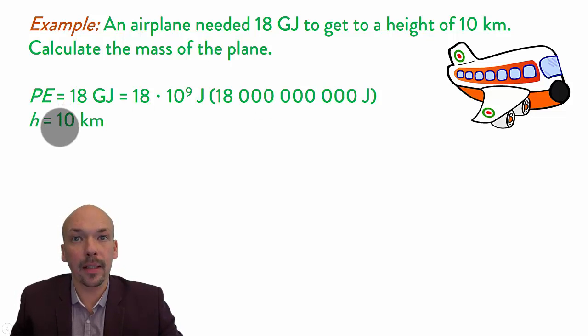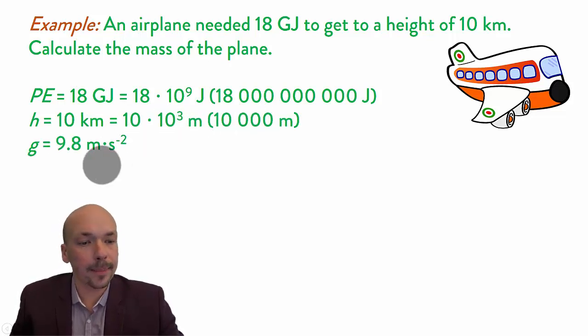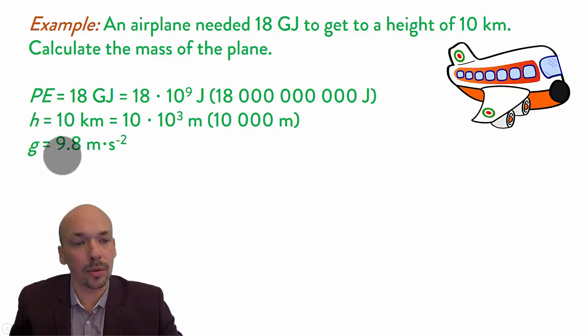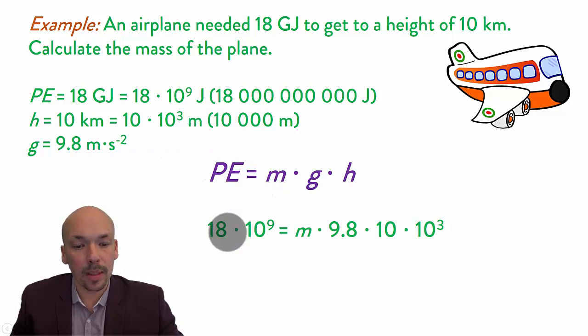We have the height, 10 kilometers. Of course, it needs to be in meters, so we have to convert it, multiply by 1,000. So we have 10,000 meters. You can also write it like this. And we have, of course, the acceleration due to gravity, 9.8. This is the equation. If we fill in the equation, it looks like this.